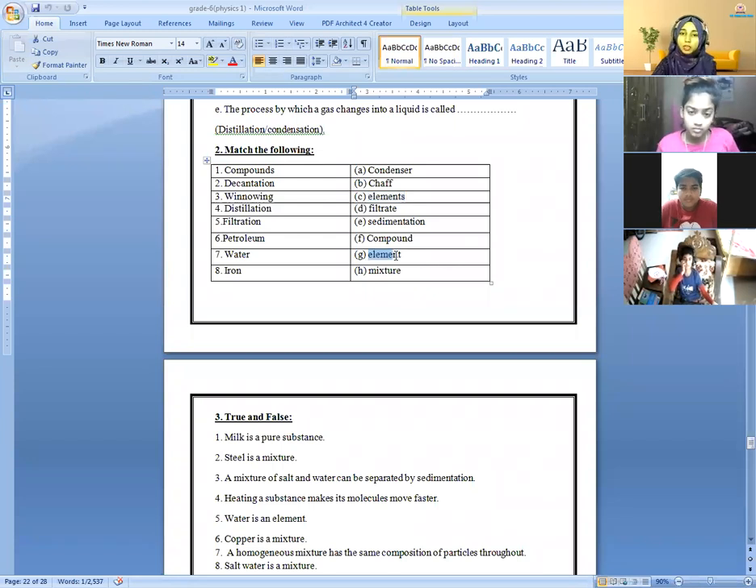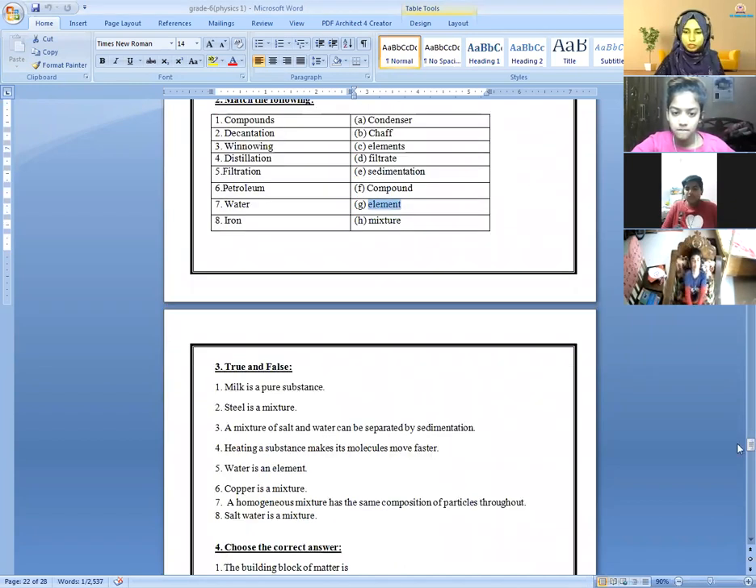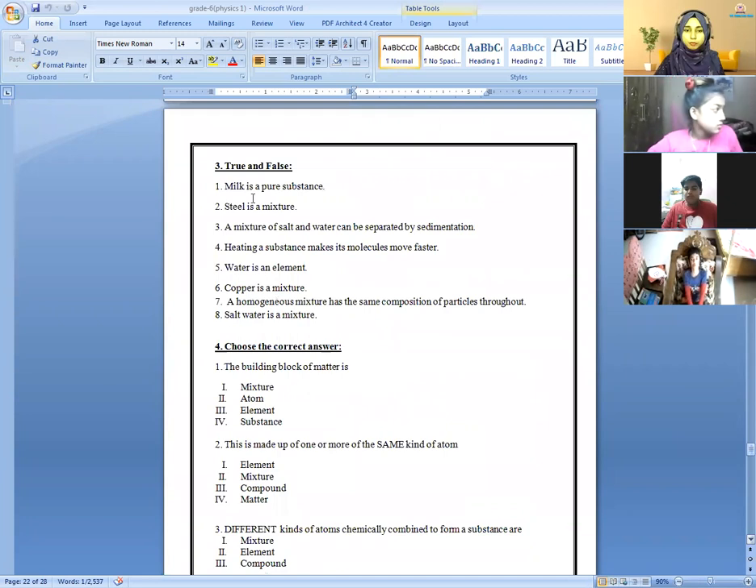Element and elements have a difference, because element means one element, and elements means two or more. Okay. Yes. Okay, fine. Then go to the next. Means one plus, right? Exactly, one plus.